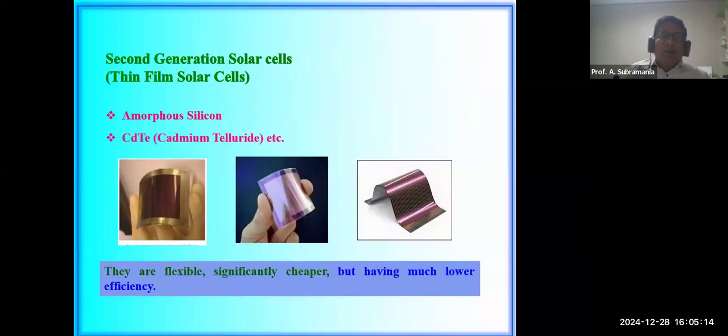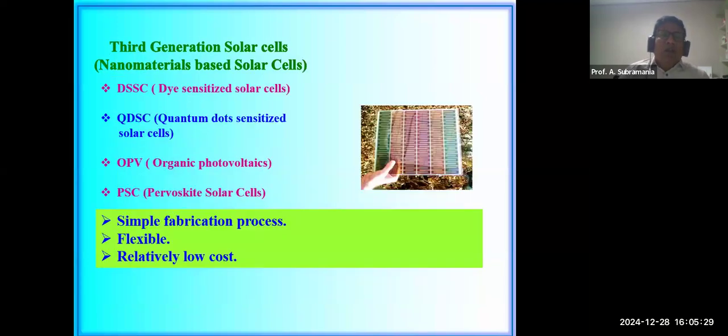Then second generation solar cells are thin film solar cells, that is based on amorphous silicon or cadmium telluride kind of thin films. They are flexible and significantly cheaper, but have much lower efficiency. Then third generation solar cells, that is nanomaterials based solar cells. Examples for these solar cells are dye sensitized solar cells, quantum dot sensitized solar cells, organic photovoltaics, and perovskite solar cells. These are all some of the examples for third generation solar cells. The advantages of these are simple fabrication process, flexibility, and relatively low cost.